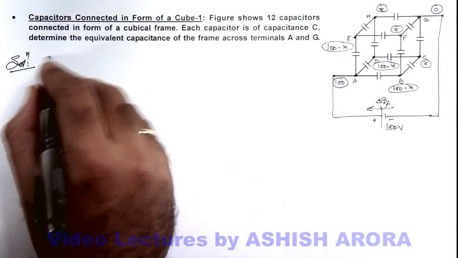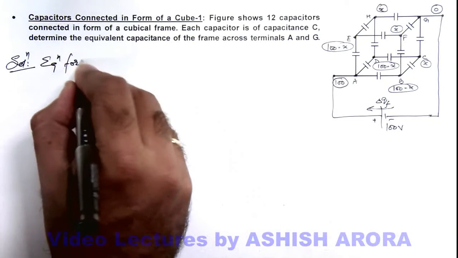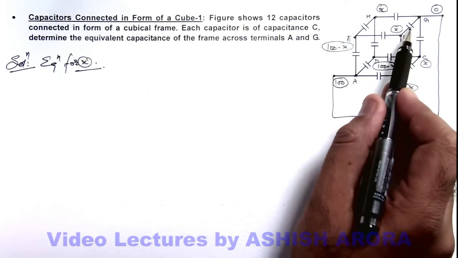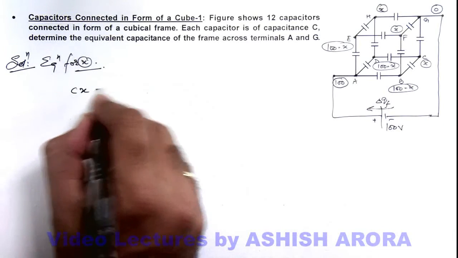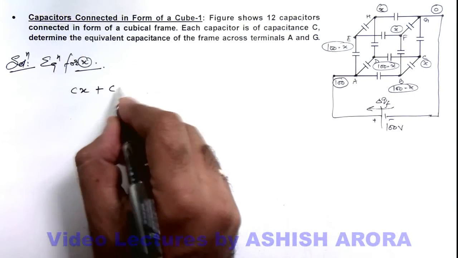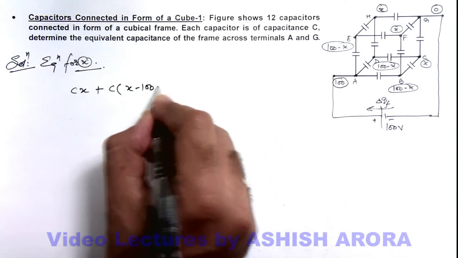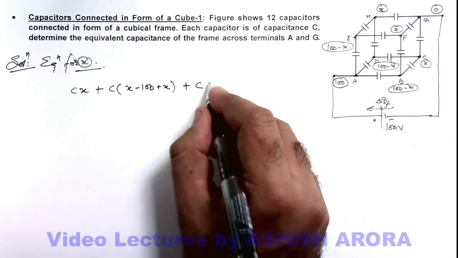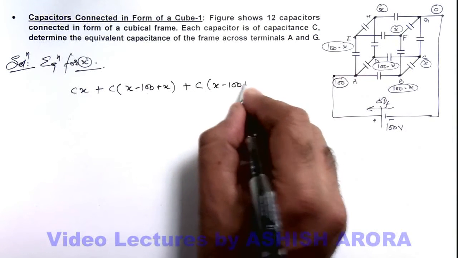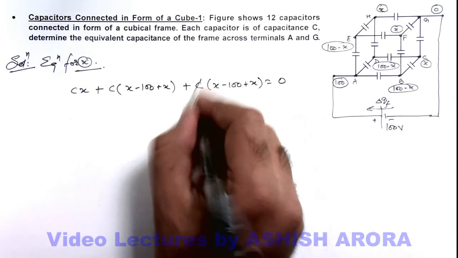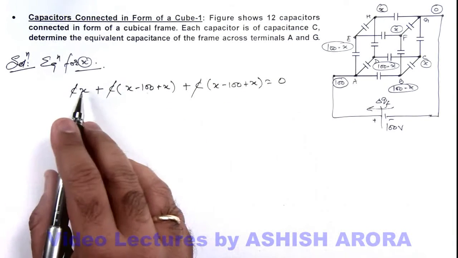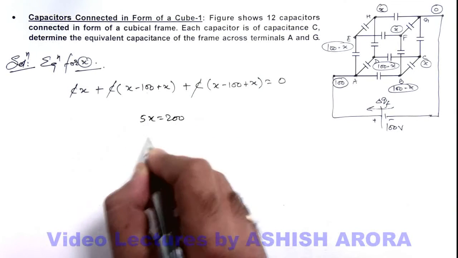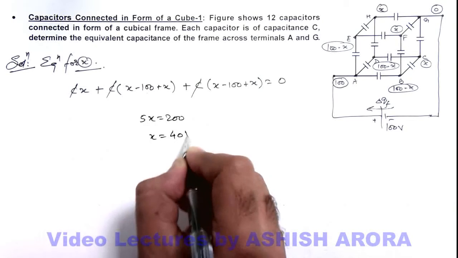So if we write the equation for X, from this node three plates are connected. The charge on this plate is Cx, plus the charge on this plate is C multiplied by X minus 100, plus the charge on this plate is again C times X minus 100, is equal to 0. Here C gets cancelled out. So it is giving us 5X equals 200. So the value of X here is 40 volt.